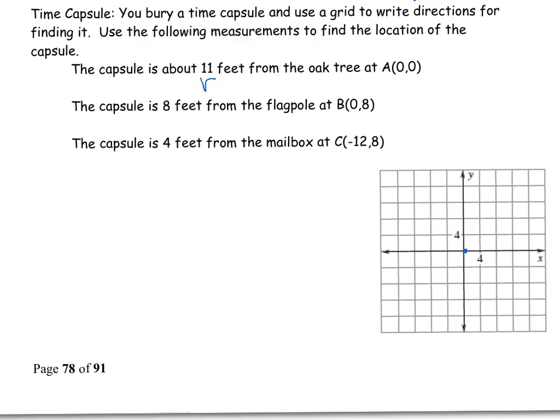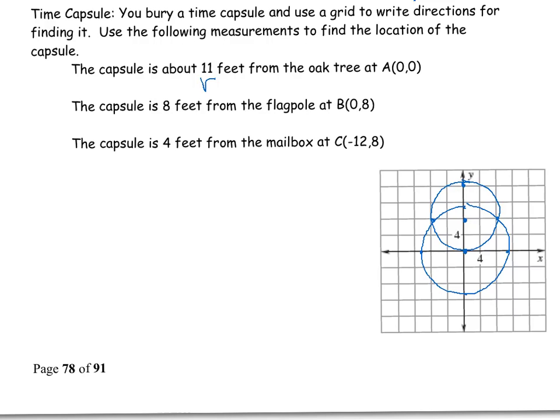All right, this grid is measured in 4s. So 11 would be just a little bit before 12, which would be 3 grid squares. So there's 11, there's 11, there's 11, and there's 11, and we are going to draw the best circle we can possibly draw. All right, and then we've got it 8 feet away from the flagpole, which is at (0, 8). So (0, 8) is right here. That's my point, and it's 8 feet away. So I'm going to go 8 up, 8 right, 8 down, and 8 left, and I'm going to draw another circle.